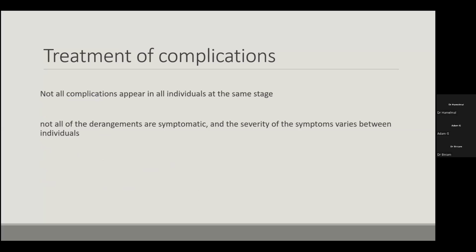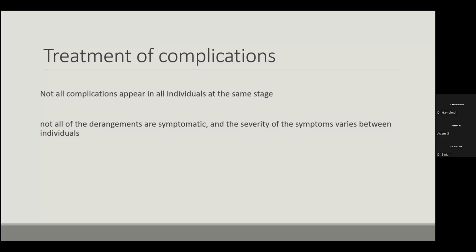Treatment of complications, so I will not go through every complication, but not all complications appear in all individuals at the same stage. Some patients may not have anemia even with advanced CKD. That's not a very large number of patients. So it's not linear. All patients will not have all complications at each particular stage. So screening is mandatory. Once GFR is less than 45, we have to start screening for complications, for mineral bone disease, for anemia.